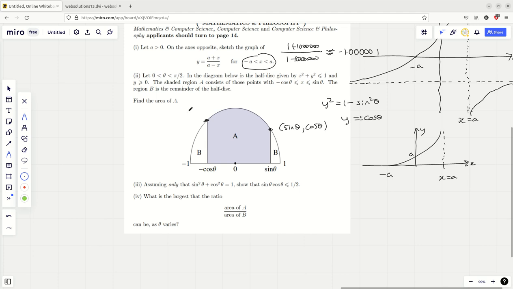I'm going to do exactly the same trick over here. I'm going to have minus cos theta. I'm going to square it, giving me cos squared theta. Then I'm going to be doing y squared is 1 minus cos squared this time.